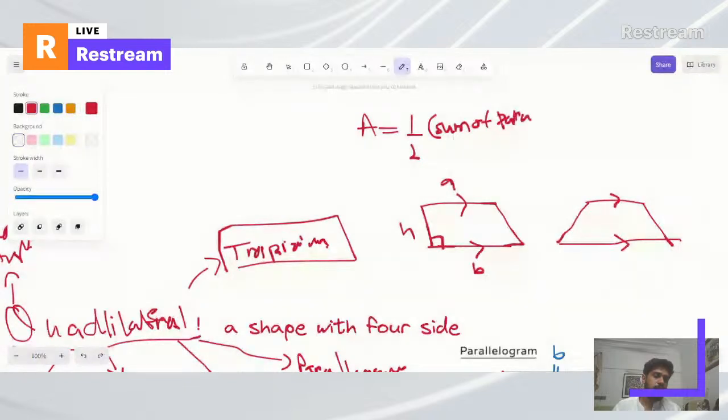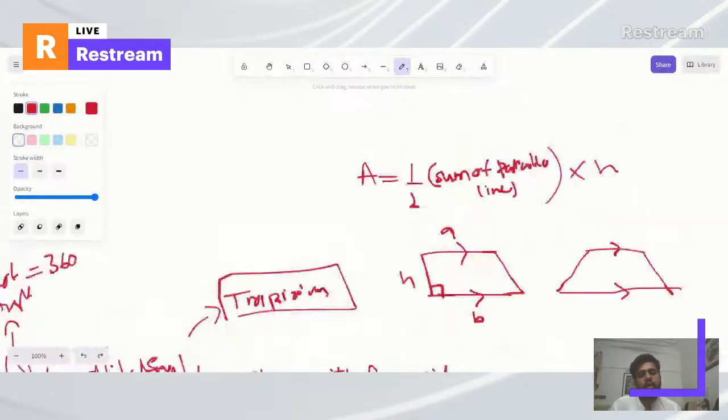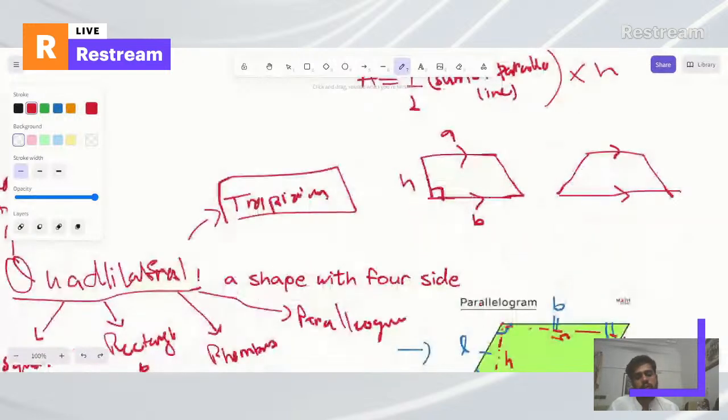Parallel lines, right? And then multiplied by the height. Okay, so in this shape it's going to be area equals 1 over 2 (a plus b) multiplied by h. Why h? Because this is going to be the vertical height, right? And now what about this shape?